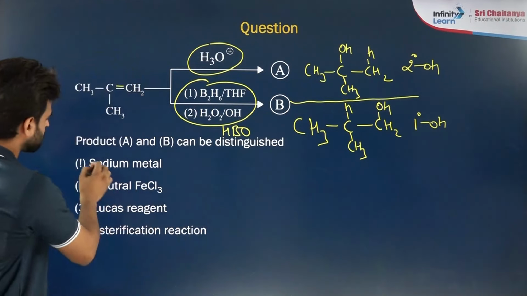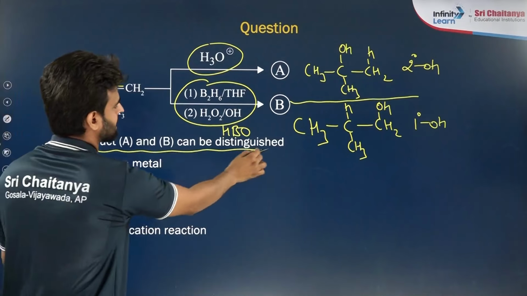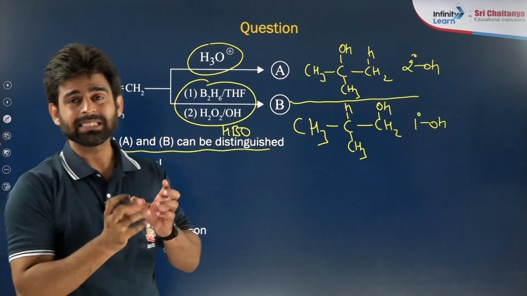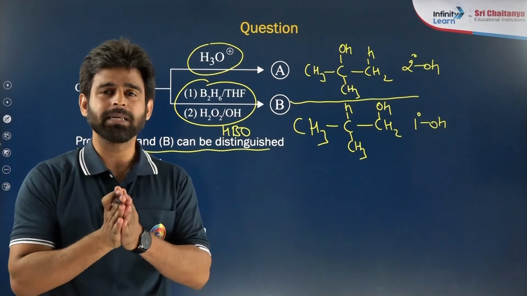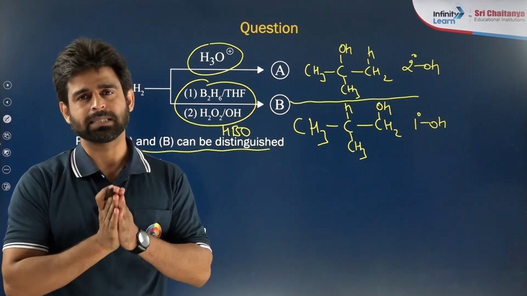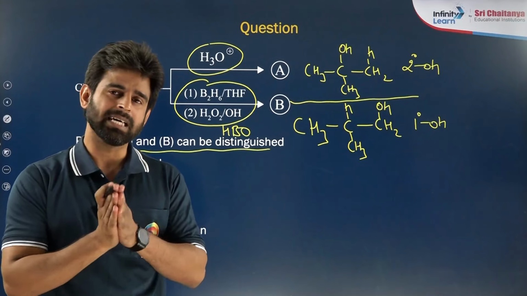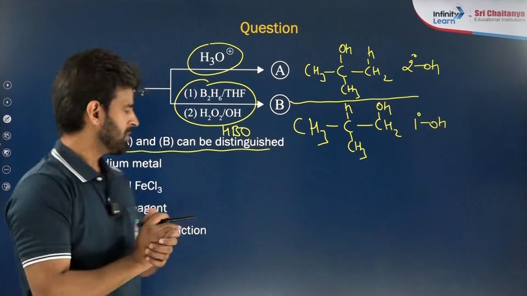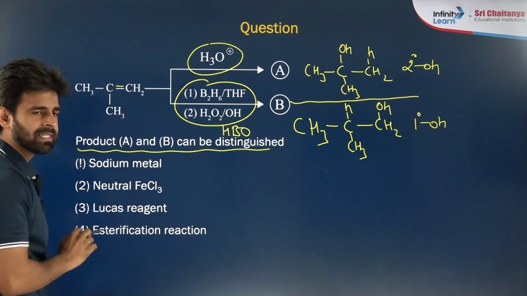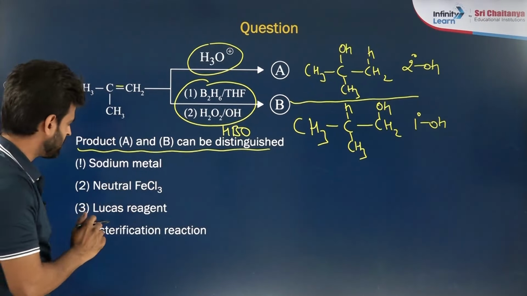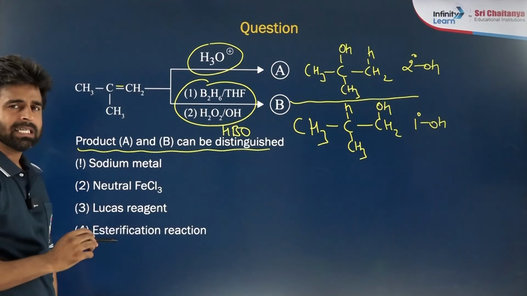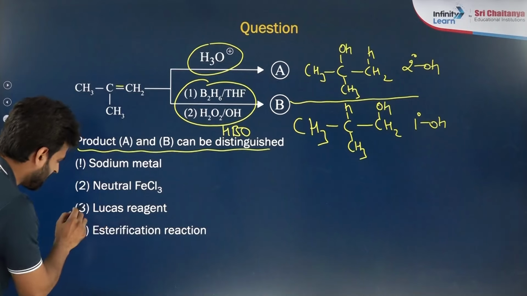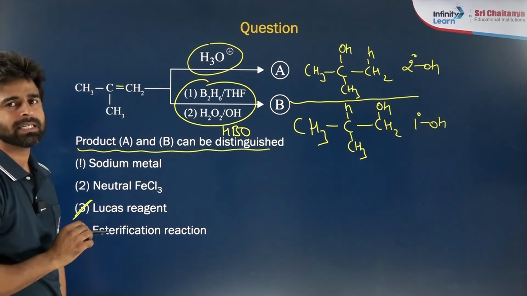So now the question is, products A and B can be distinguished by what? We know it very well that primary, secondary, tertiary alcohols can be distinguished by Lucas test, right? HCl with anhydrous ZnCl2. Otherwise, we can use Victor Meyer test also. So we can see here, sodium metal will react with all of these alcohols, no doubt. Neutral FeCl3 is used for phenol testing, right? So we have here the third one, Lucas reagent.